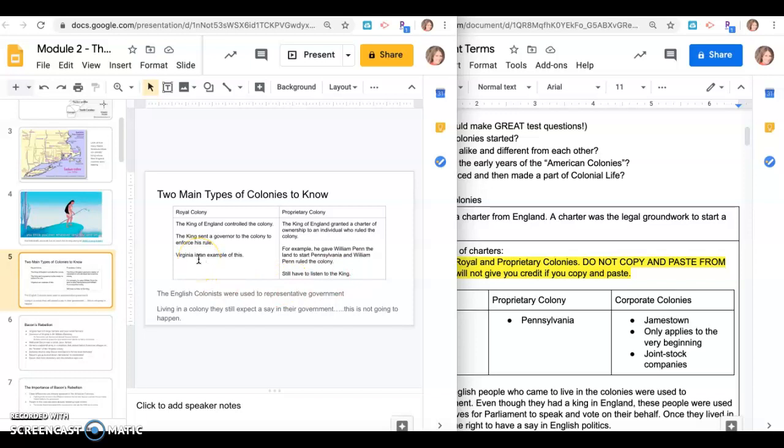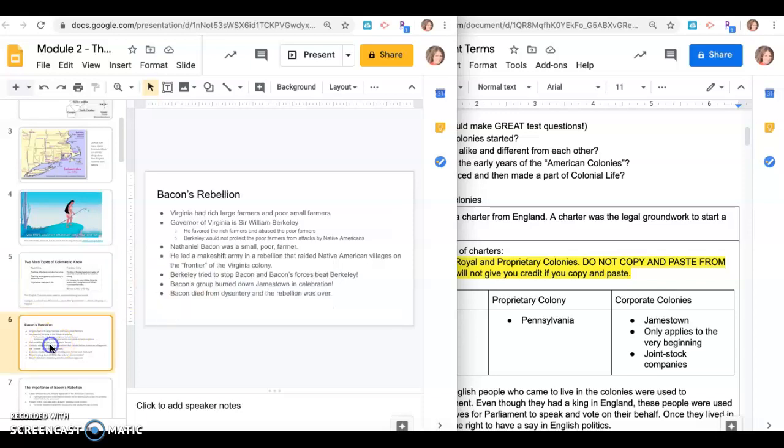Okay. The English colonists, when they start to come over, are used to representative government. Even though England has a king, he's a constitutional monarch, which means he has to follow a constitution, and he has to listen to Parliament, and Parliament are elected representative officials for the people. So all these colonists that are coming over and living in the 13 original colonies still expect a say in their government, and that's going to be a problem, which is something that's going to help lead to the American Revolution.